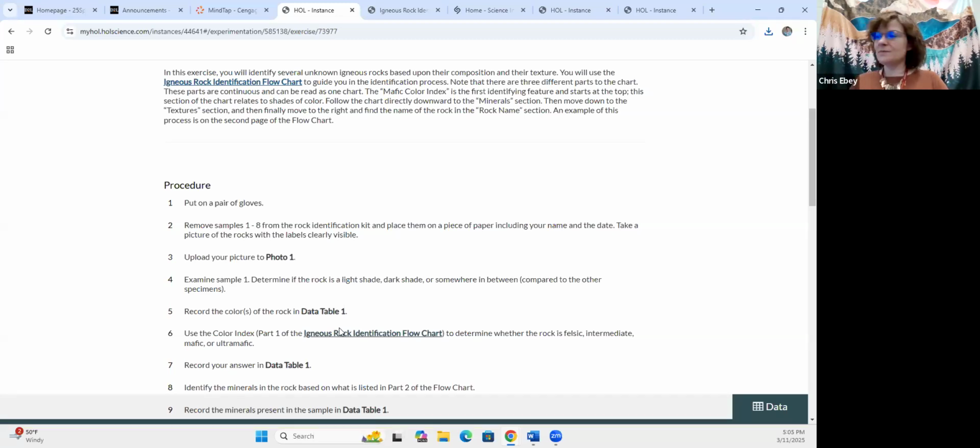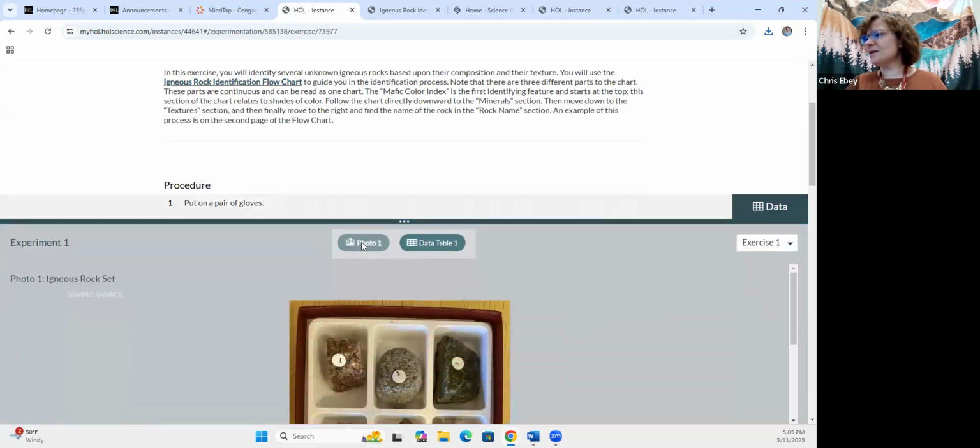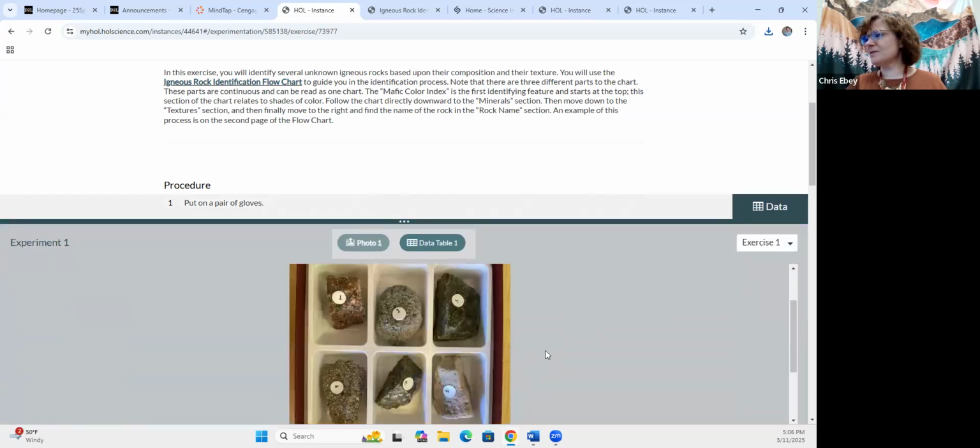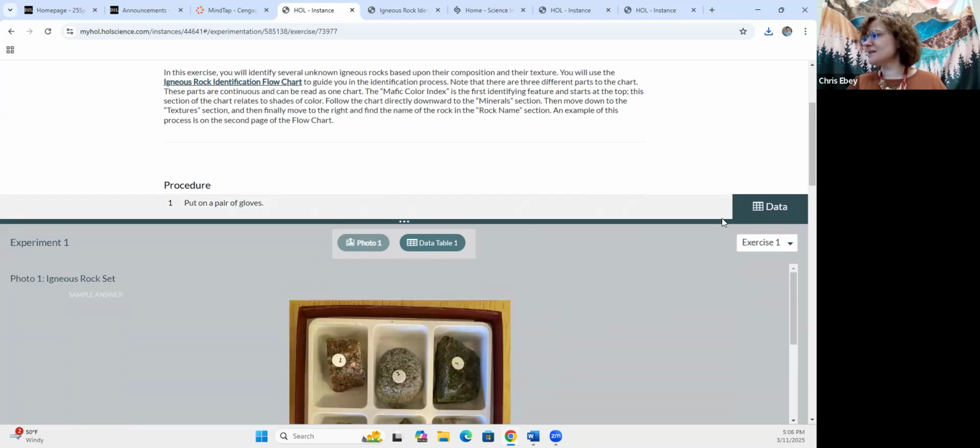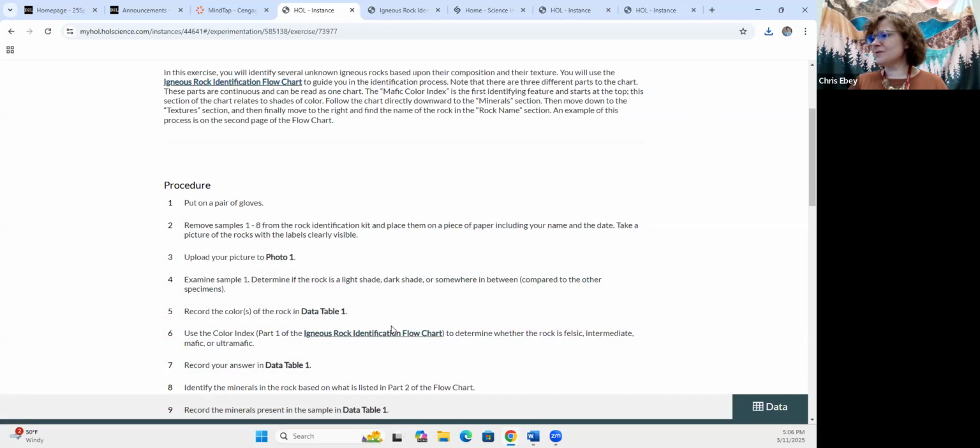You're going to remove all the samples. You're going to take a picture and upload it to photo 1. For photo 1, you're going to want to take a picture of what that looks like. This is just an example that they give there, but that's what your photo should look like.